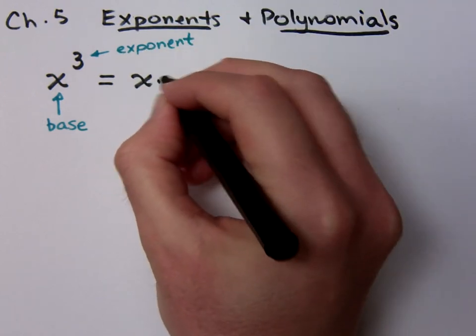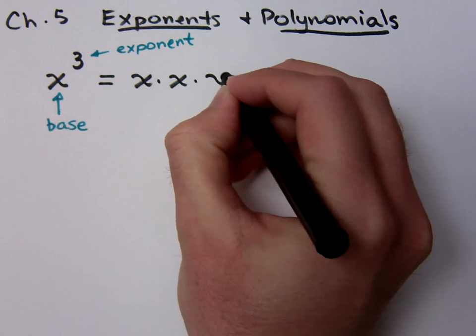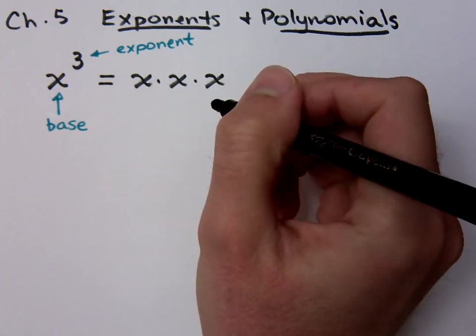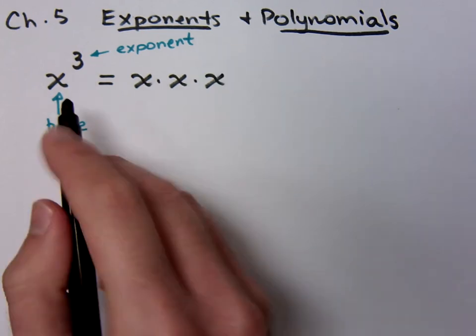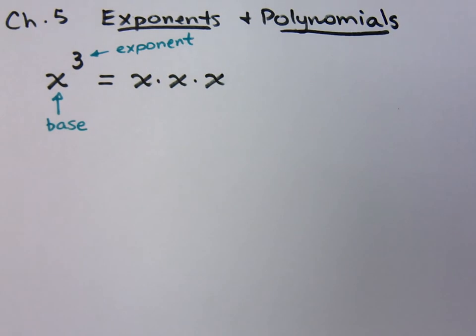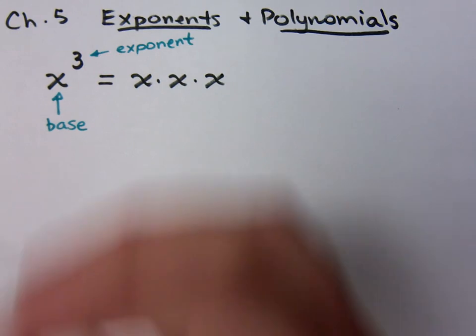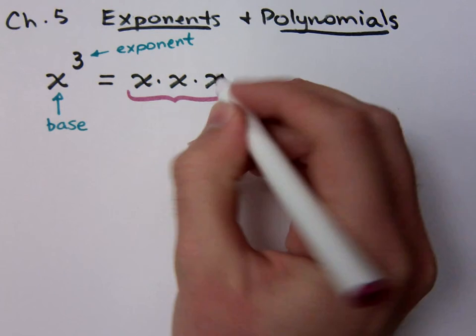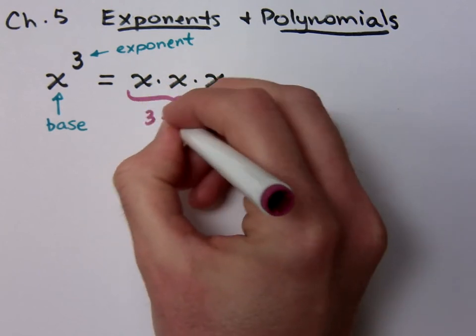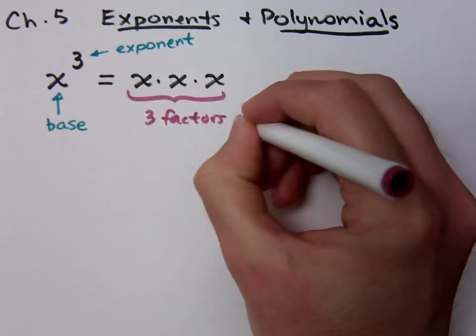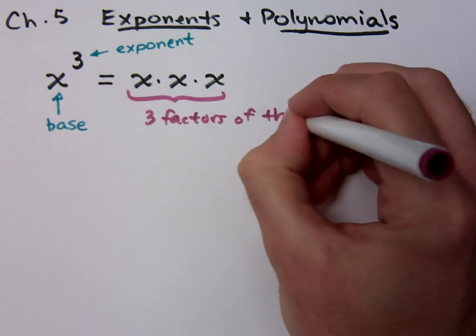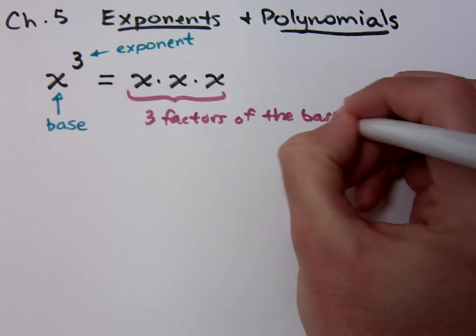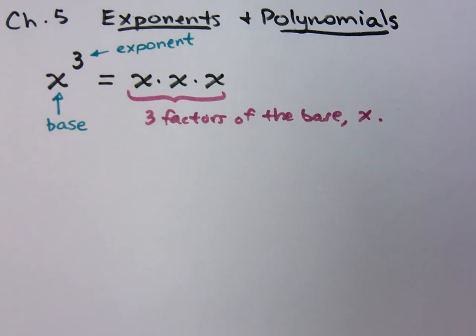Now, a lot of people will incorrectly say that it's x times itself 3 times, or some weird thing like that. What this means is that you have 3 factors of the base. This exponent tells you how many factors you have. So this guy contains 3 factors of the base x. When we talk about factors, we're talking about multiplication.